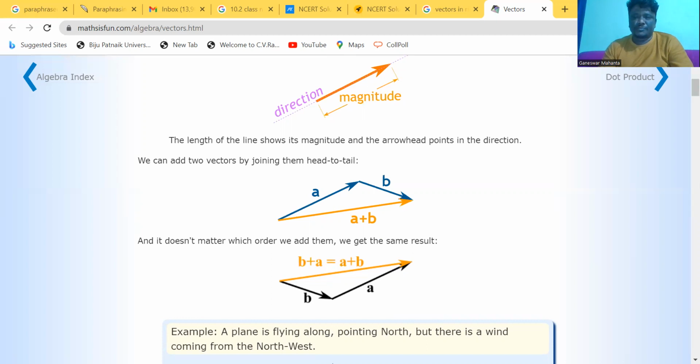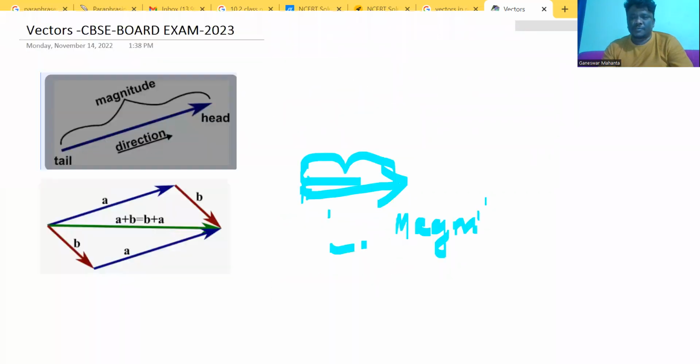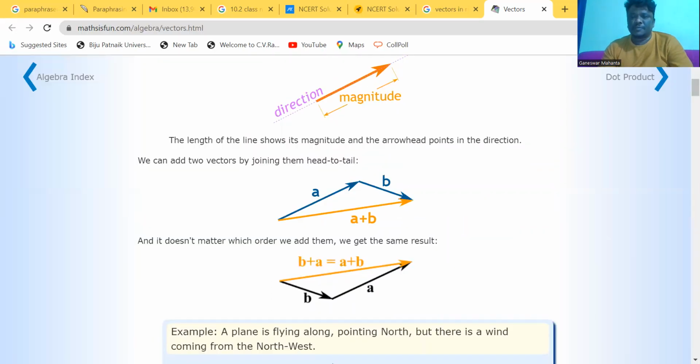So magnitude is called the length, and the arrow mark represents its direction, right? So here we see, we can add two vectors by joining them head to tail, and it does not matter which order we add. We get the same result.